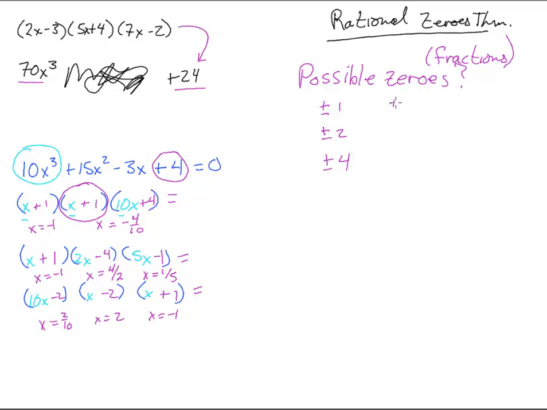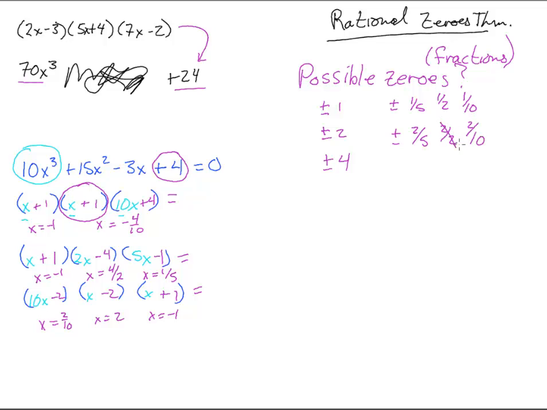So let's write that down. You could have a plus or minus 1/5, 1/2, or a 1/10 there. You could have a plus or minus 2 with a 5. So you could have a 2 there and a 5 there, or a 2 there and a 5 there. So all the factors of 10 could be denominators. So you could have a 2/5, 2/2, or a 2/10.